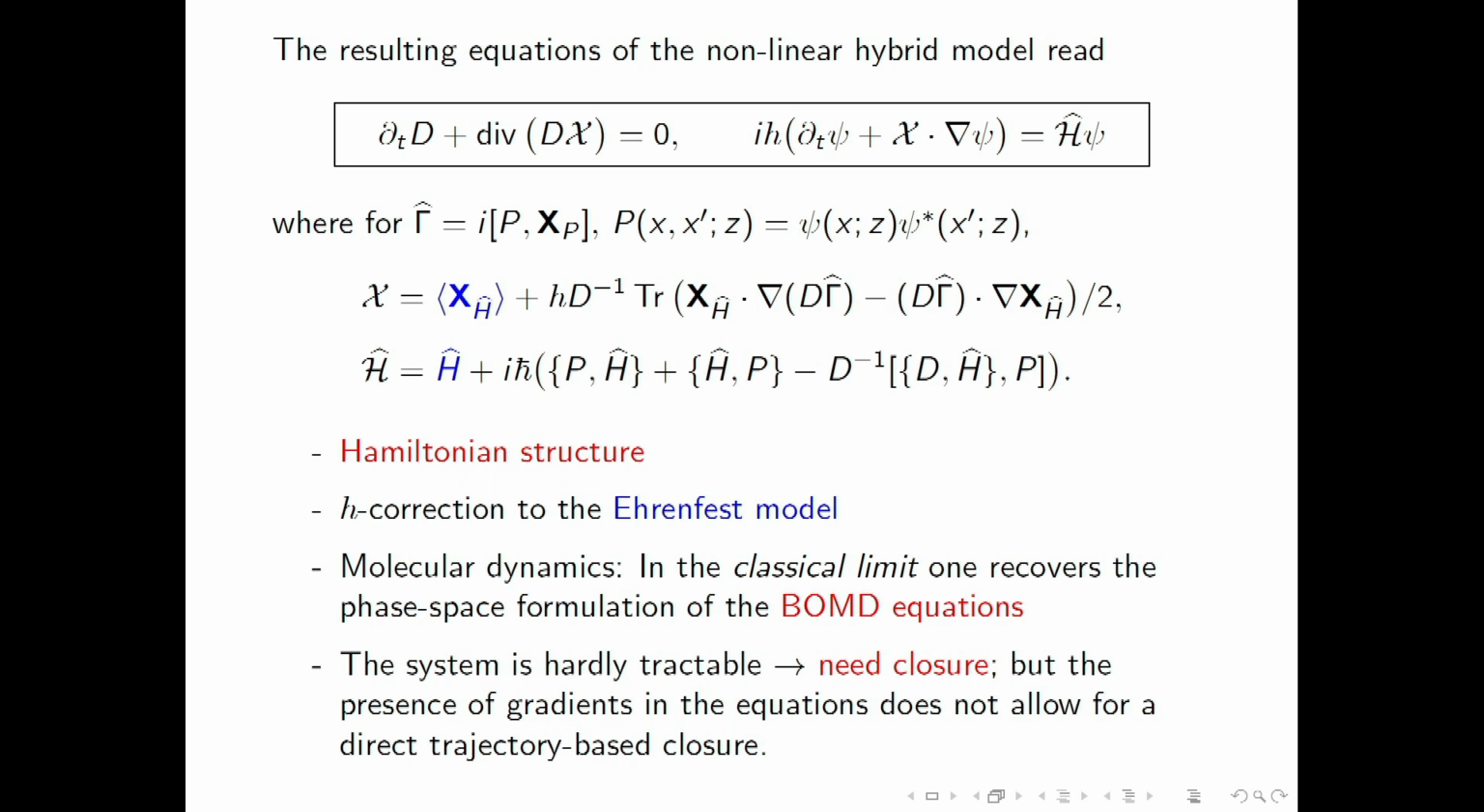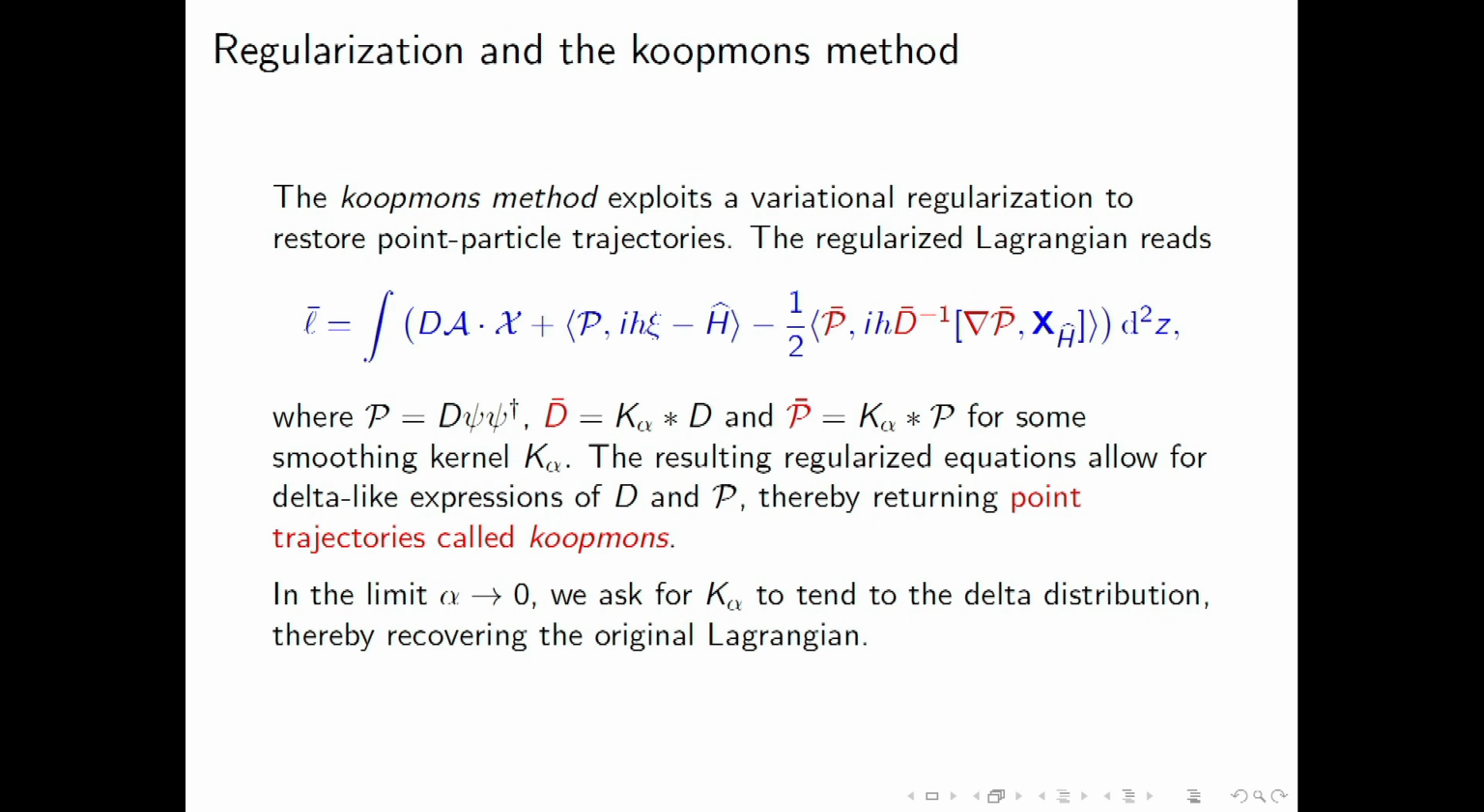However, we can see that the Poisson brackets which appear here prevent gradients, so they produce gradients, and these gradients in the equations do not allow for a trajectory-based closure, so singular solutions are not allowed by this model. So one has to go a step further, and what is done is we perform a regularization, which was earlier done for the Bohmian method.